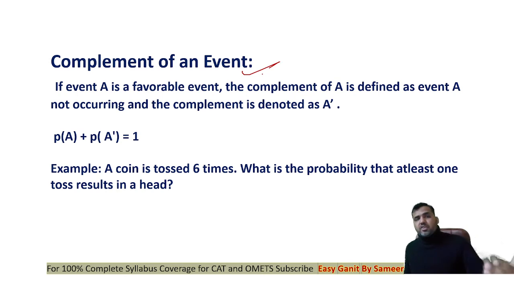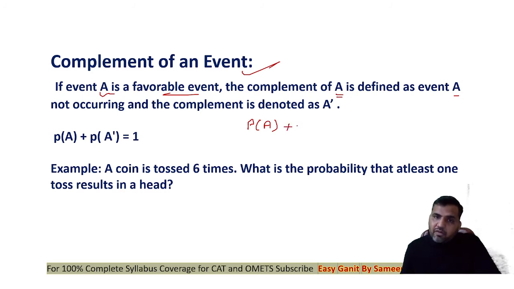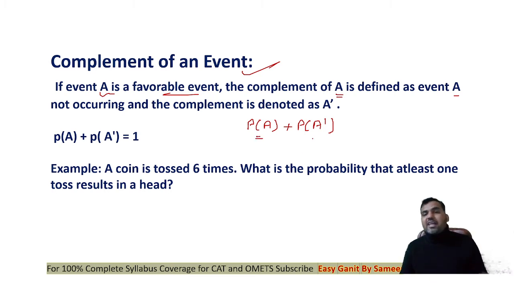Then the next thing that you're supposed to know is the complement of an event. This is a very important concept, used in many questions, and very helpful in reducing the calculation in probability questions. What is the meaning of complement of an event? If I say that event A is a favorable event, then the complement of A is defined as event A not occurring. So if PA is the probability of happening of event A, then the complement of A is the probability of not happening of event A. And always keep this in mind, the probability of happening of event A and the probability of not happening of event A will always be equal to 1. This is very important, and it makes our calculation very short.